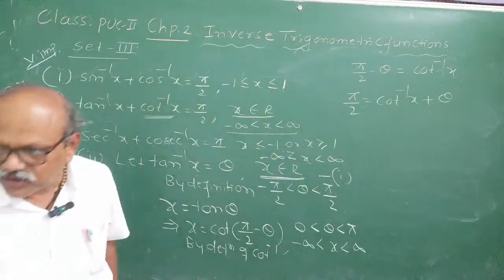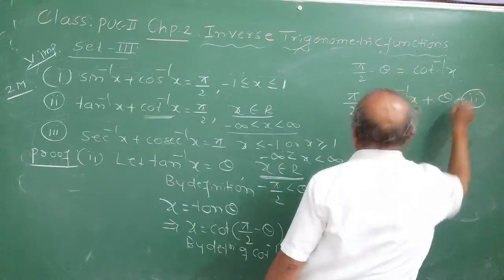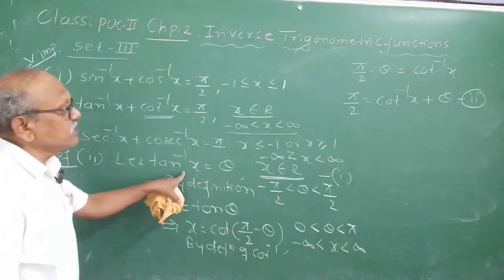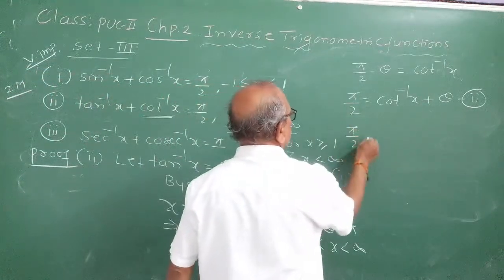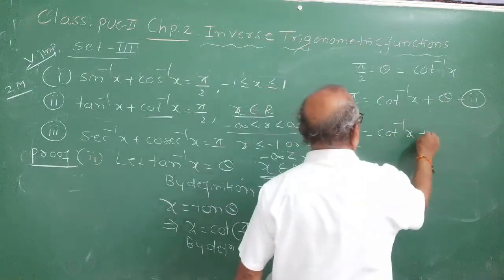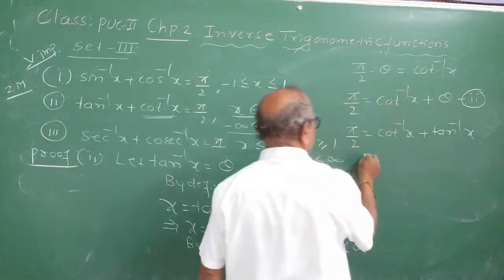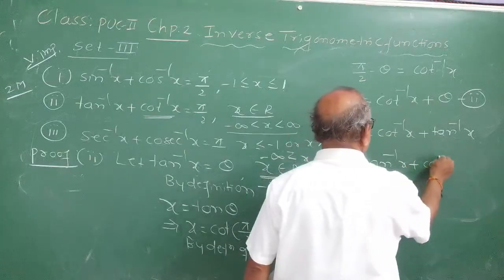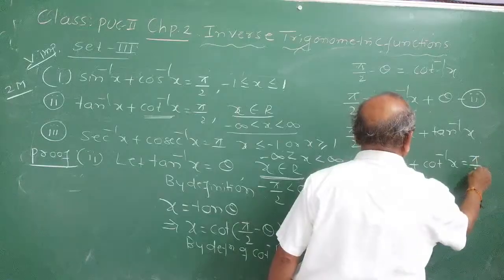Cot inverse x is equal to theta. Call it equation number 2. Now, from equation 1, theta is tan inverse x. You can easily prove this as pi by 2 is equal to cot inverse x plus tan inverse x. You can write it as tan inverse x plus cot inverse x is equal to pi by 2.